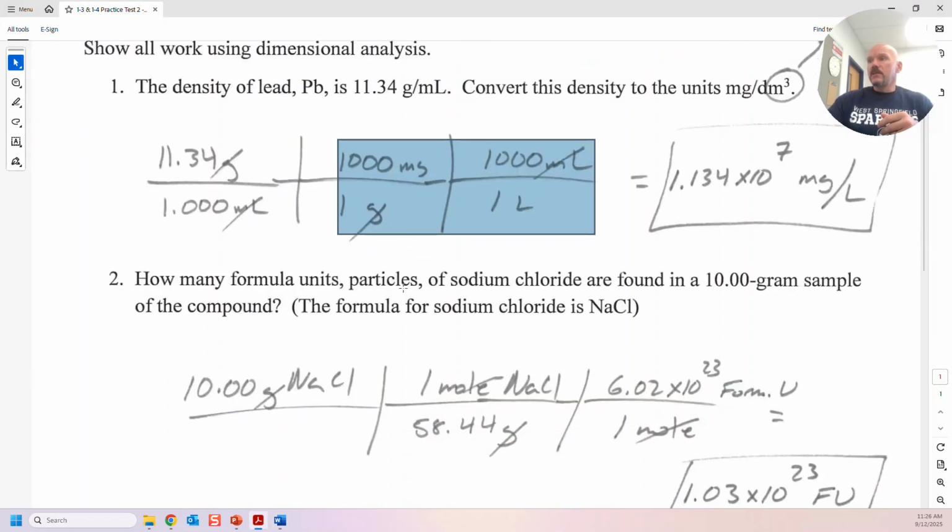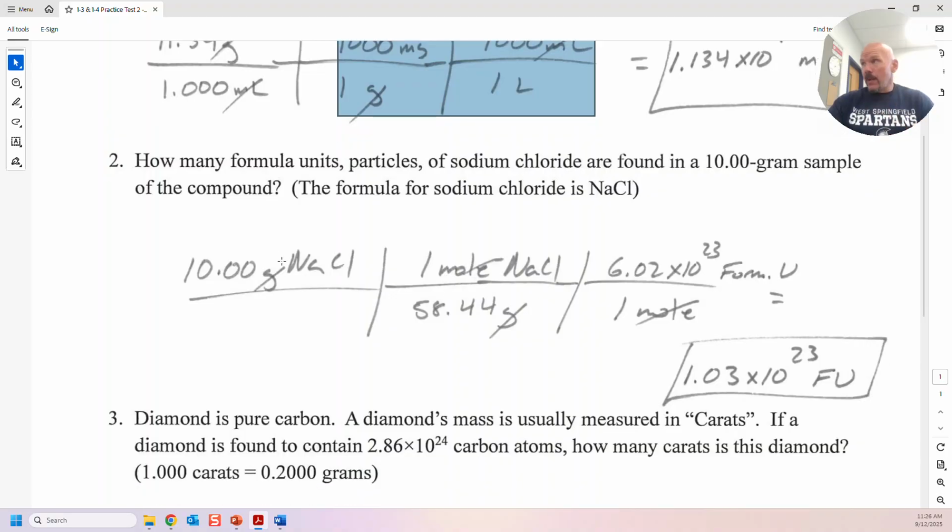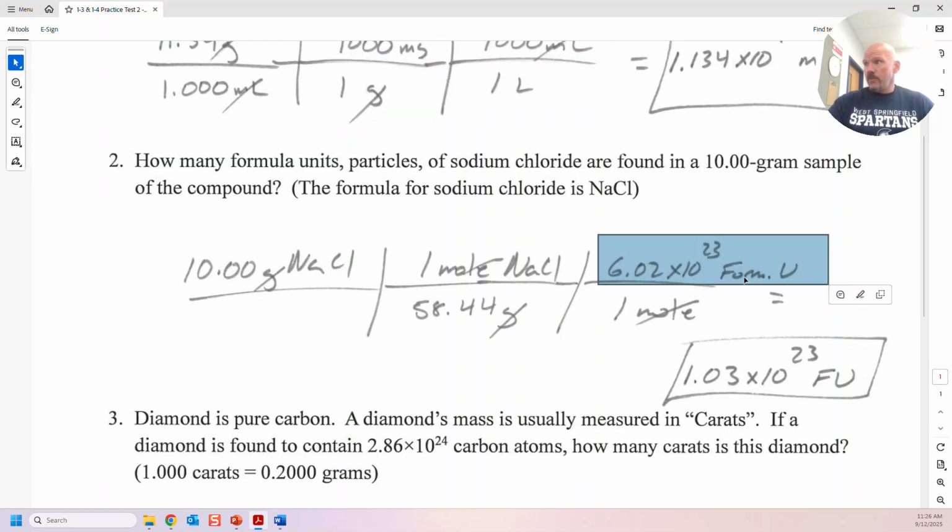So if we go to the answer here, I take my 10 grams. I say 1 mole over the molar mass that I calculated. Again, 22.99 plus 35.45 adds up to 58.44. Okay. So that'll cancel out grams and get me to moles of the compound. And then we know that there's 1 mole for every Avogadro's number of particles, in this case, formula units. So we would take our 10 grams divided by the molar mass of the compound, which we calculated as 58.44. And then to convert moles to particles, we multiply by Avogadro's number. That'll cancel out moles and get us to the particles.